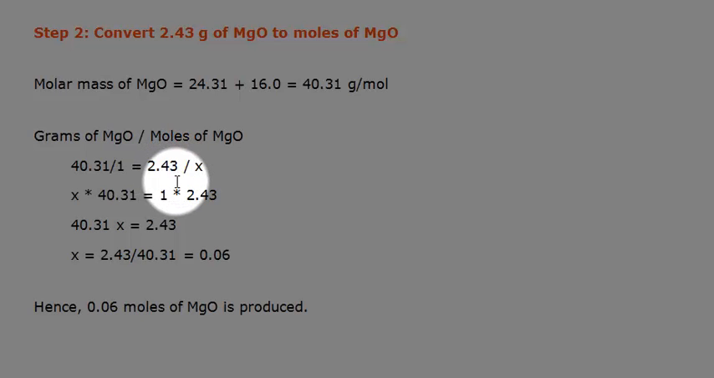Now we need to use cross multiplication to determine the value of X. So X times 40.31 equals 1 times 2.43. 40.31x equals 2.43. Therefore, x equals 2.43 divided by 40.31. Therefore, x equals 0.06. Hence, 0.06 moles of magnesium oxide are produced.